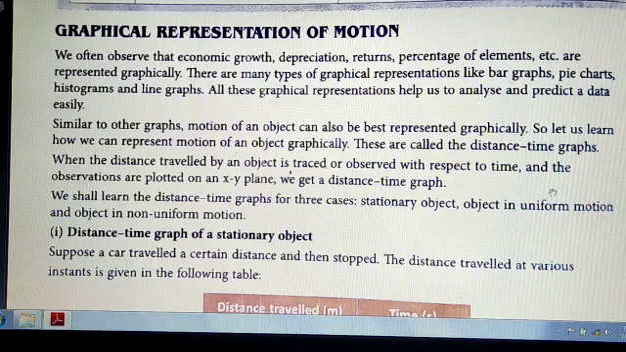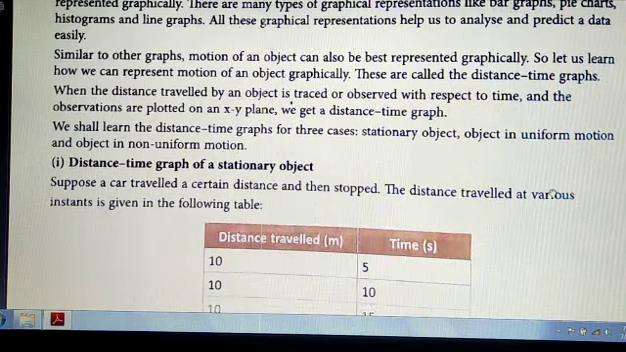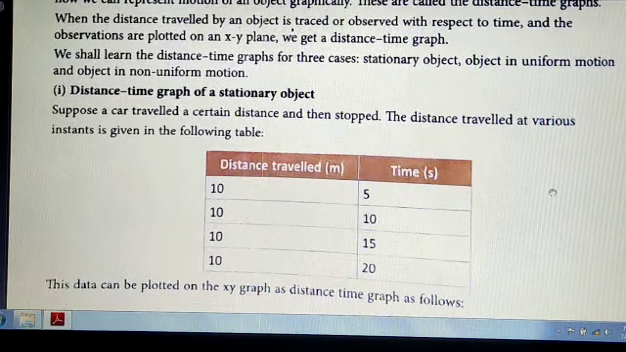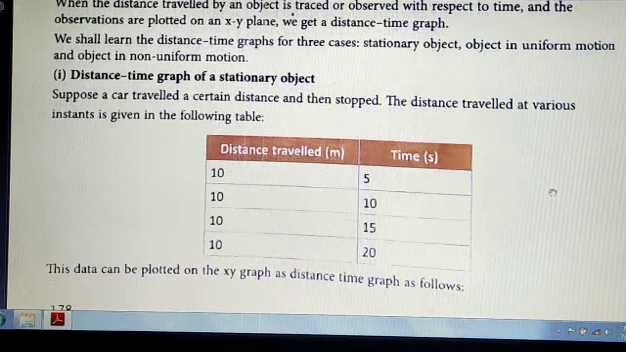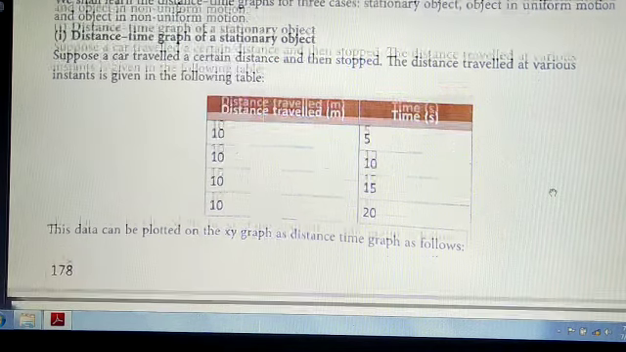So when the distance is traced or observed with respect to time, that type of graph is known as distance time graph. And that is plotted on x-axis and y-axis. So first is distance time graph of a stationary object. Suppose a car travels a certain distance and then stops. So distance traveled at various instants is given here, time is given here. So we have to plot the data on the xy graph.